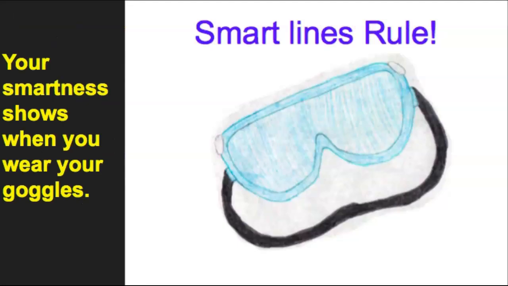Wear your goggles. Smart lines rule. Remember, your smartness shows when you wear your goggles. Because when you take your goggles off, you'll see some lines on your face, and those are the smart lines. Everyone then, when you walk out of the room, will know you just did a lab. So you had a good day.